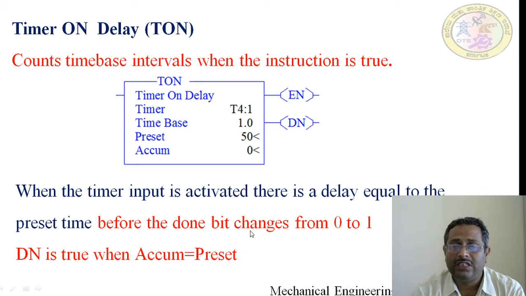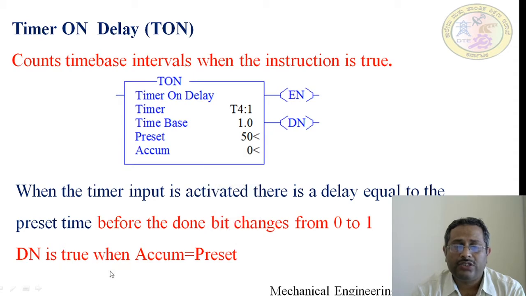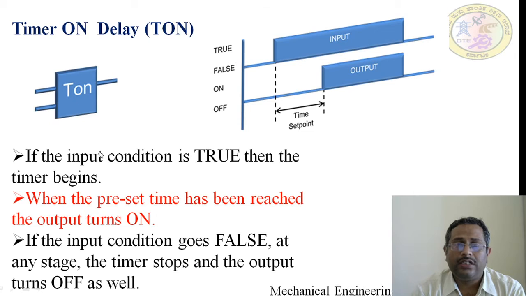Initially the done bit is 0, and it will change from 0 to 1 when the accumulated value equals the preset value. Here we are saying DN is true when the accumulated value is equal to the preset. And this is the timing diagram.